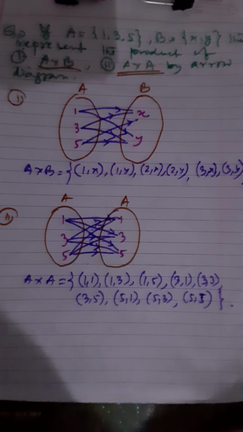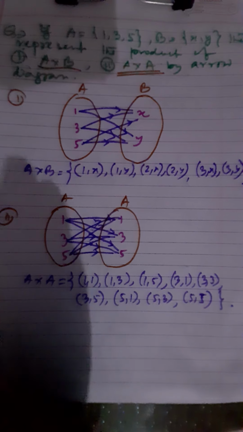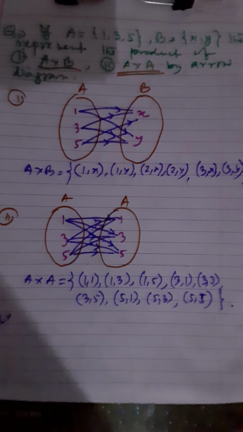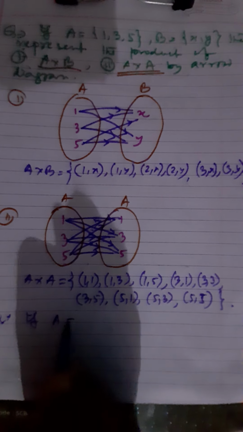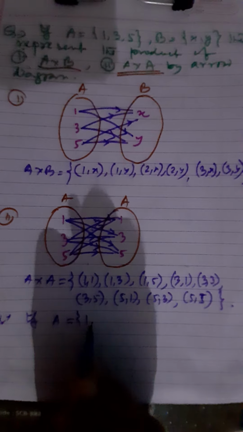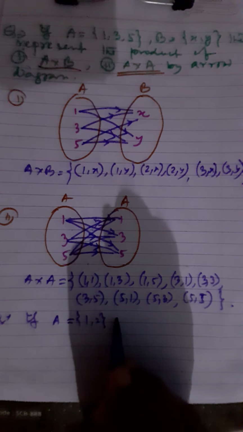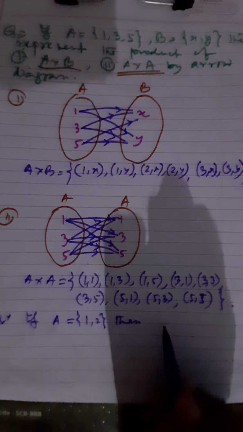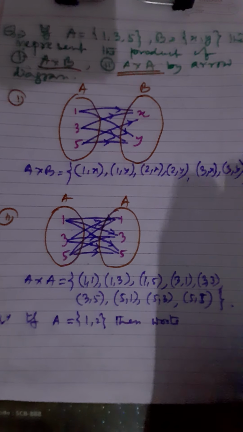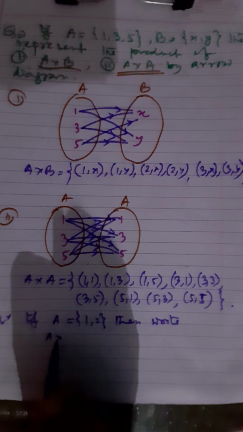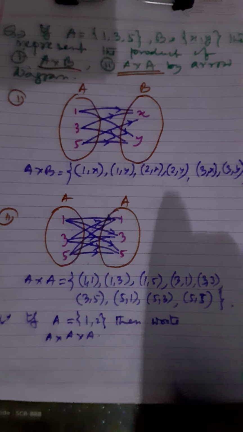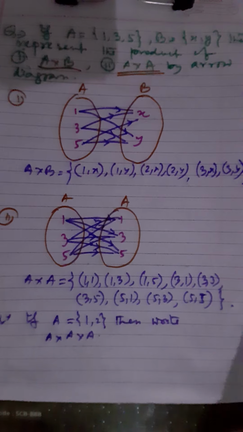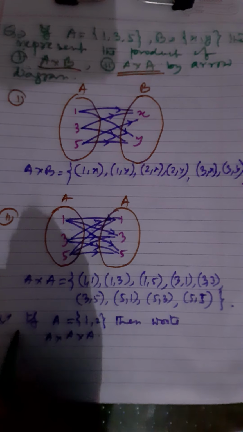The question may be asked: next question C, if A is equal to {1, 2}, then write A cross A cross A. Okay, how to write A cross A cross A? Solution.